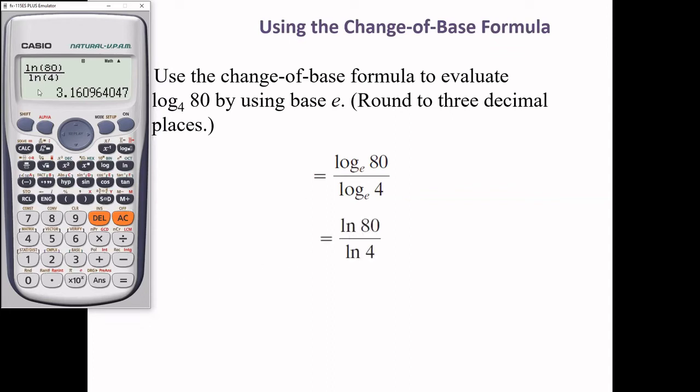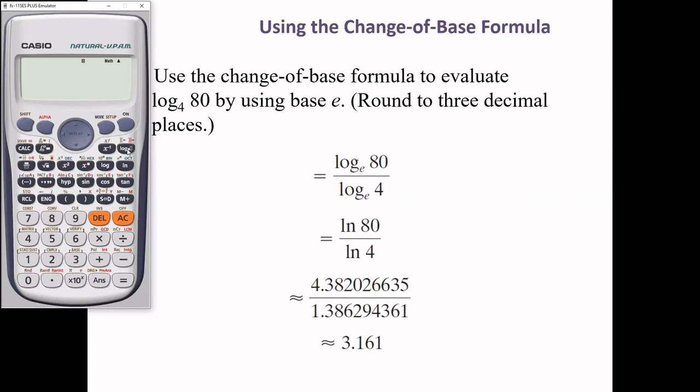Well, they chose the natural log of 80 over natural log of 4, just like I did, which gave us this number and that number to divide. And anytime you round off, you're going to incur a little bit of error. But again, here we have our same number. That 9 rounds the 0 up to 1. Okay. What if we wanted to use this key?